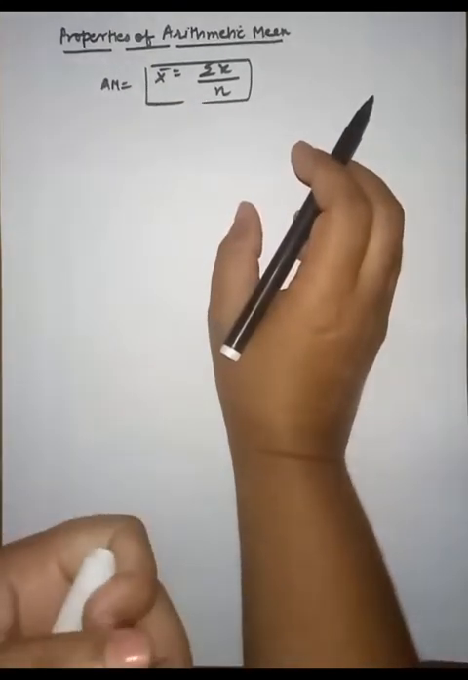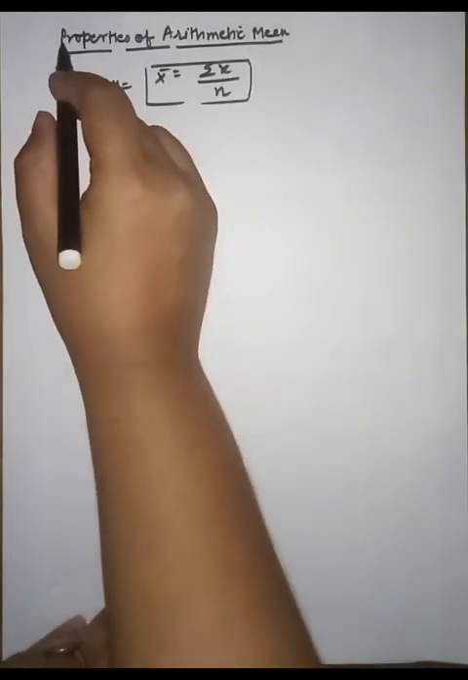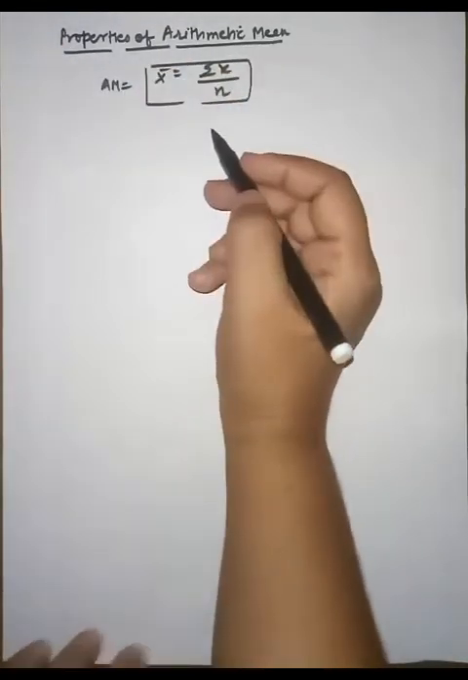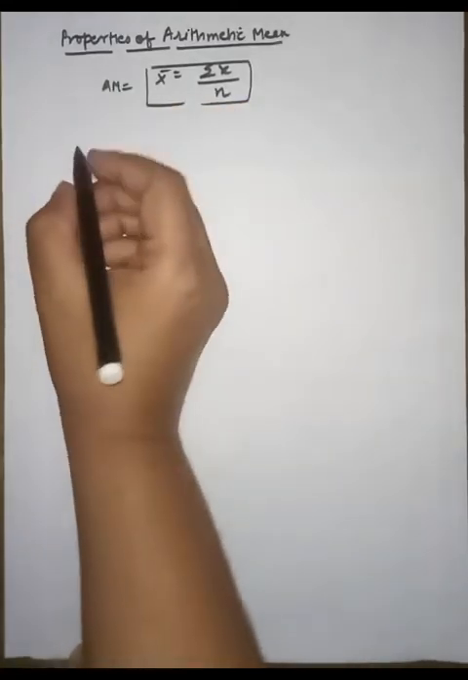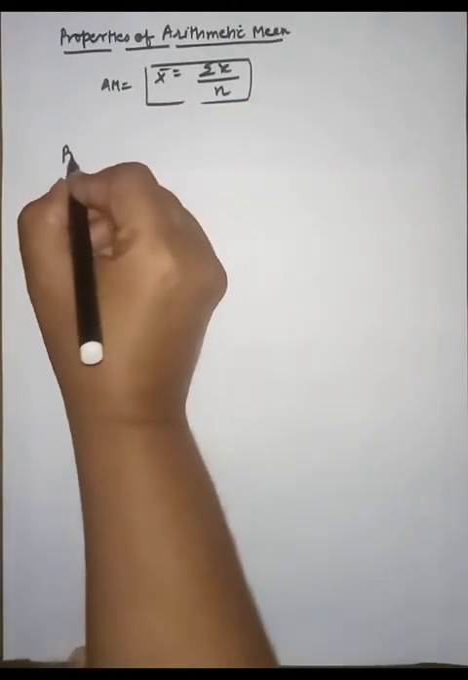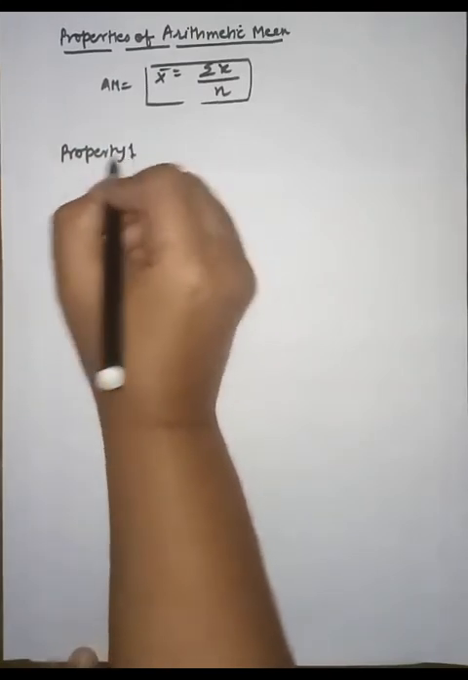And now I'm going to discuss the properties of arithmetic mean. So now let's look at the properties of arithmetic mean. Taking the first one, property first.